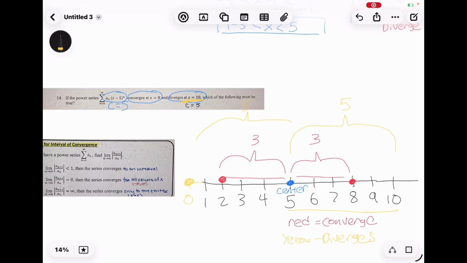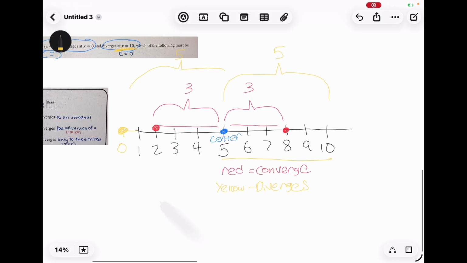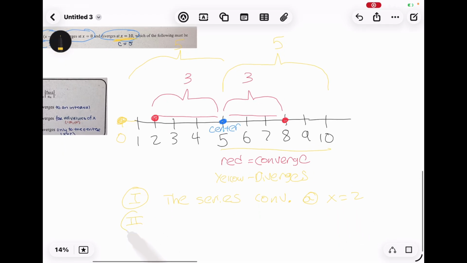Now, from all that information, I want you to try and figure out the choices by yourself. So the first choice says the series converges at x equals 2. The second choice says it converges at x equals 3. And then number 3 says it diverges at x equals 0.